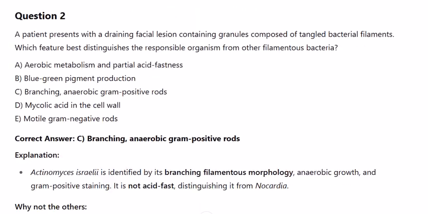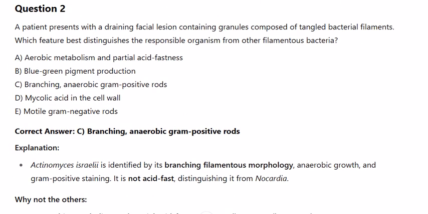A patient presents with a draining facial lesion containing granules composed of tangled bacterial filaments. Which feature best distinguishes the responsible organism from other filamentous bacteria? A. Aerobic metabolism and partial acid fastness. B. Blue-green pigment production. C. Branching anaerobic gram-positive rods. D. Mycolic acid in the cell wall. E. Motile gram-negative rods. Branching anaerobic gram-positive rods.